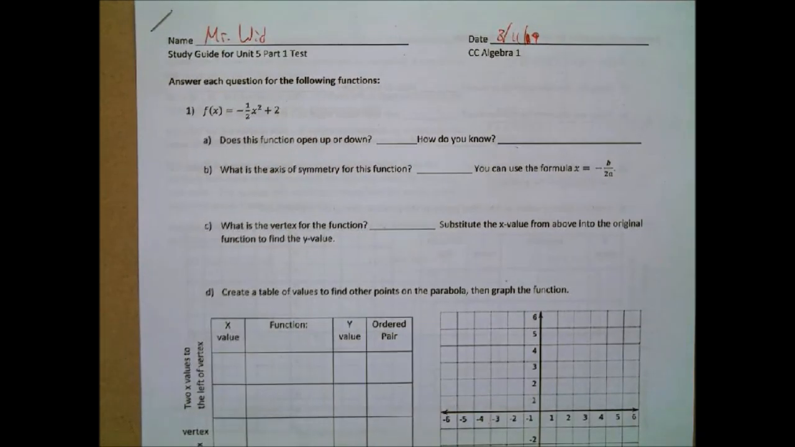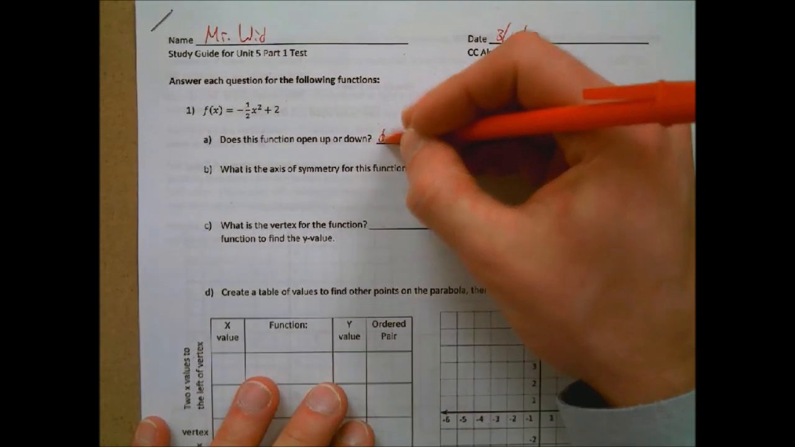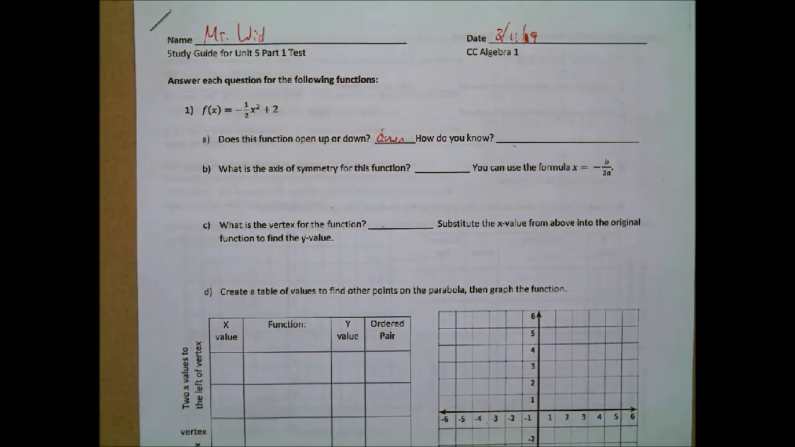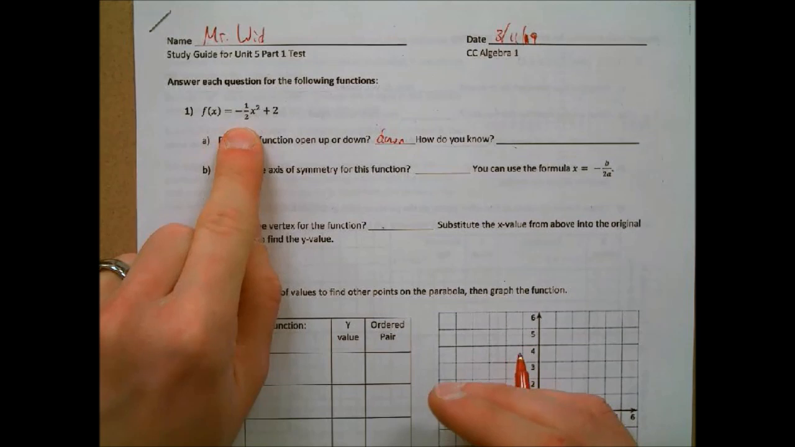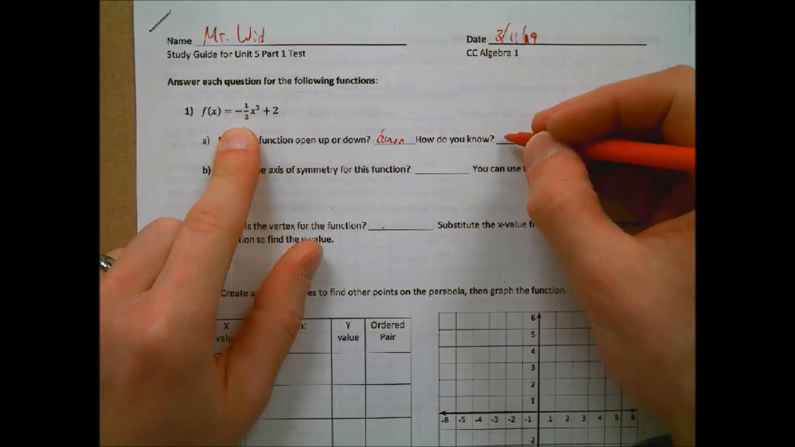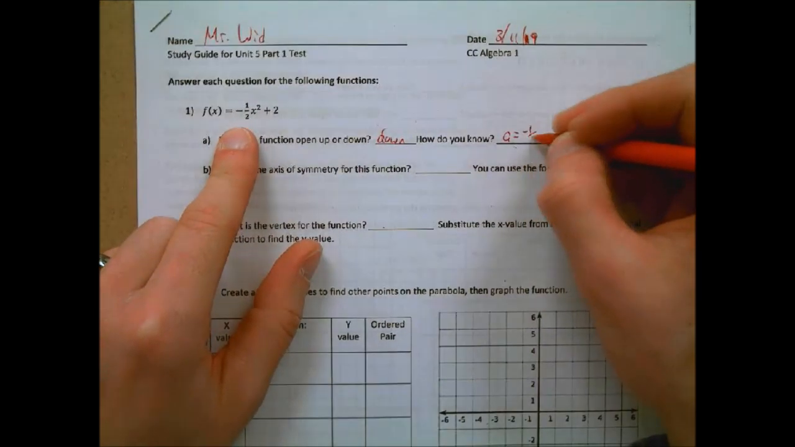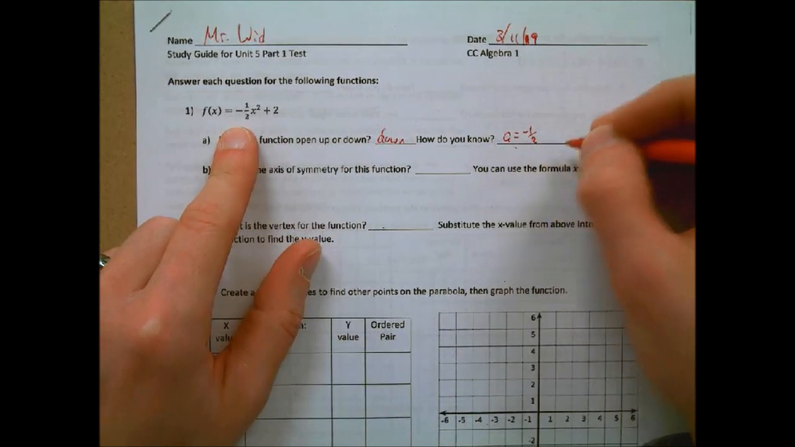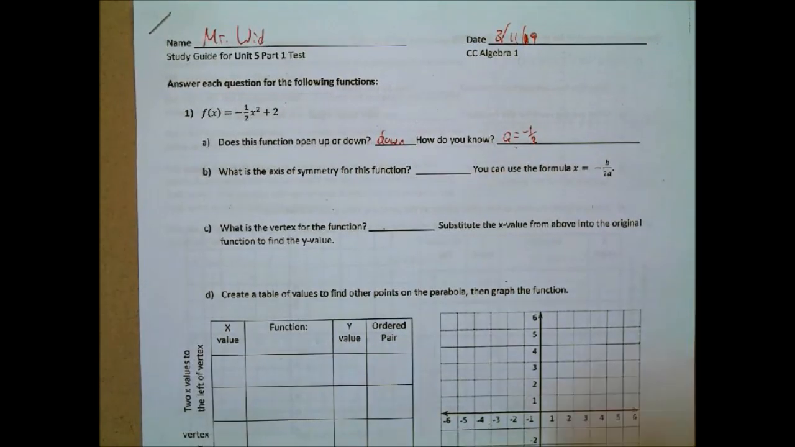Down. What is negative? -1/2, or in other words, the a value there. So a equals -1/2. Okay, so it was down.